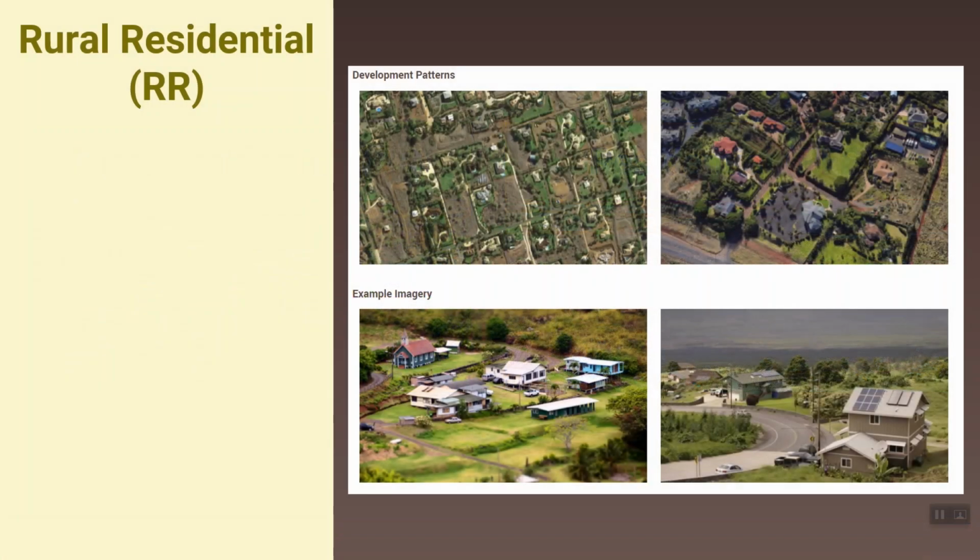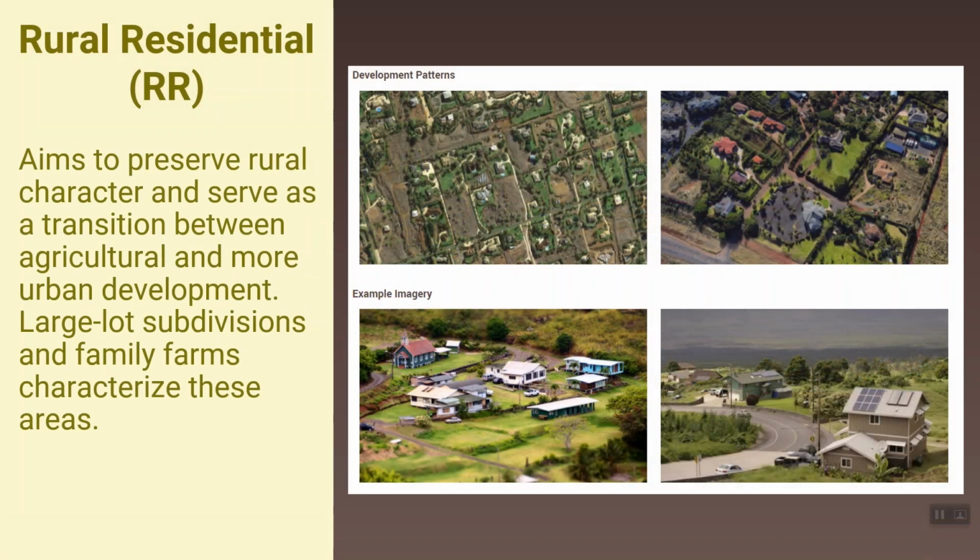Rural residential aims to preserve rural character and serve as a transition between agriculture and more urban development. Large lot subdivisions and family farms characterize these areas. Examples of rural residential are the Pukalani neighborhood behind Foodland and the Makawao neighborhood below Eddie Tam and Maui Meadows.